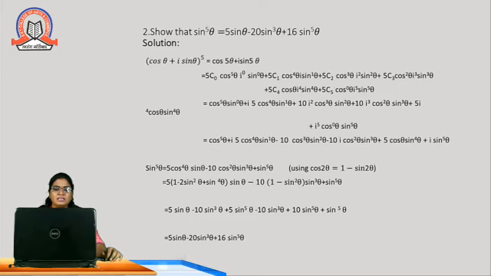Comparing the imaginary parts of the left hand side and the right hand side, we get sin 5θ = 5 cos^4 θ sin θ - 10 cos^2 θ sin^3 θ + sin^5 θ. Substituting cos^2 θ = 1 - sin^2 θ, we get the given expression in terms of sin as 5 sin θ - 20 sin^3 θ + 16 sin^5 θ. So this is the answer we wanted to show.